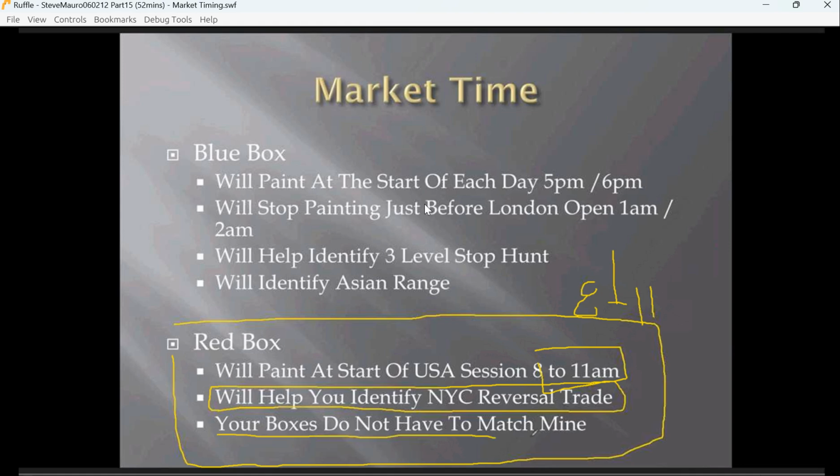And listen, can't say this enough. I can triple underscore this, still doesn't matter. Your boxes don't have to match what's on my charts. We're dealing with brokers all around the world, different time zones, different places, U.S. restrictions for some, non-U.S. restrictions for others. Okay, so your boxes do not have to match mine. You just have to know the purpose of the box, and that's what I'm explaining now.